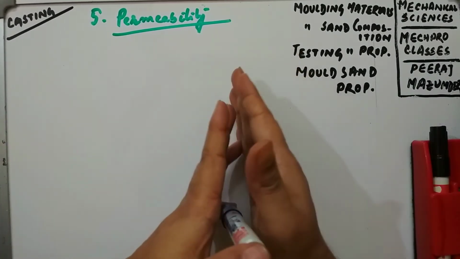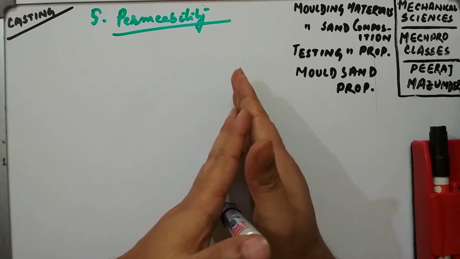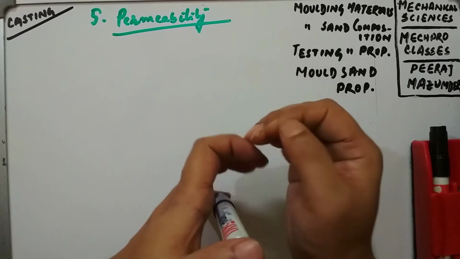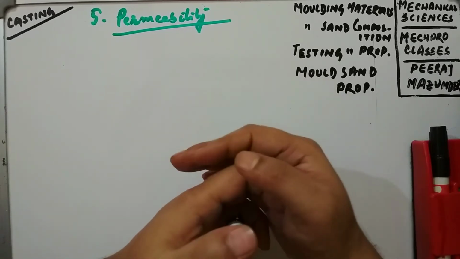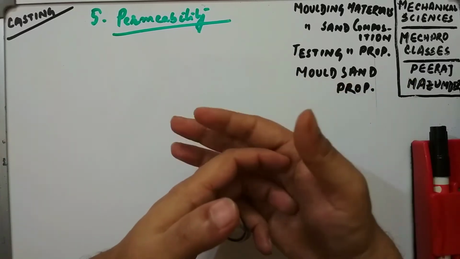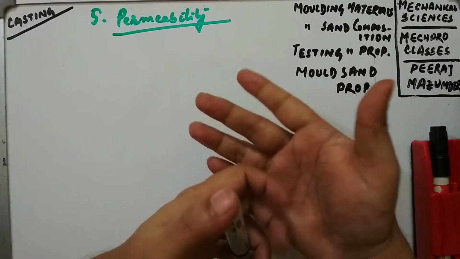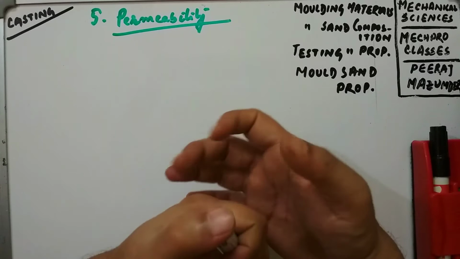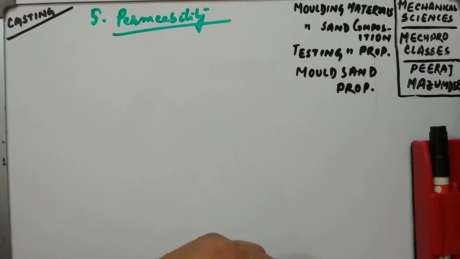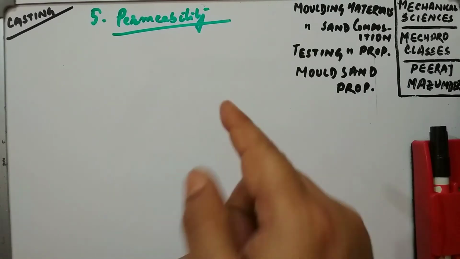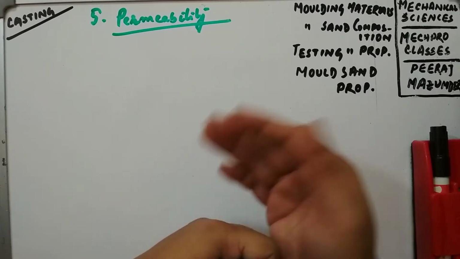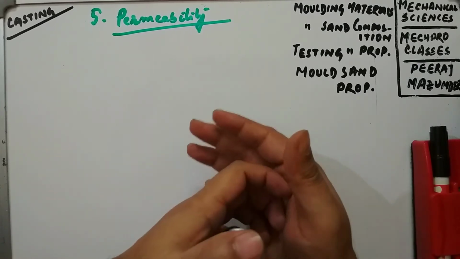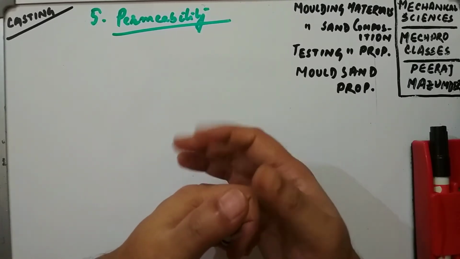Now if the particular molding material doesn't provide space for the escape of the gases produced during the casting process, then there will be casting defects as well. So you have to keep in mind whether the molding material, that is the molding sand, has a good permeability or not.